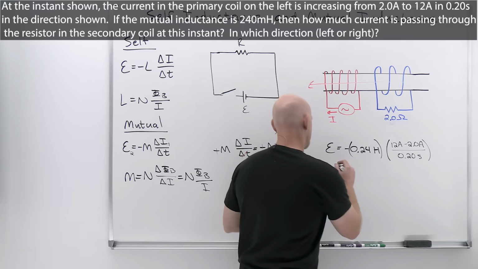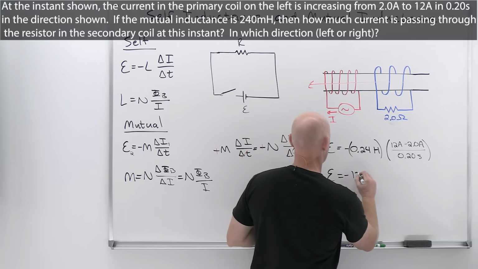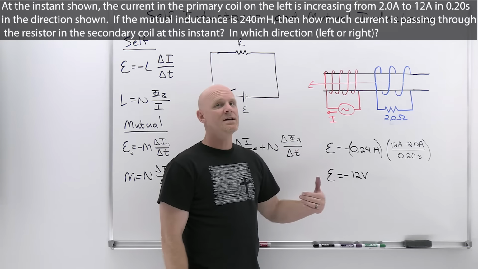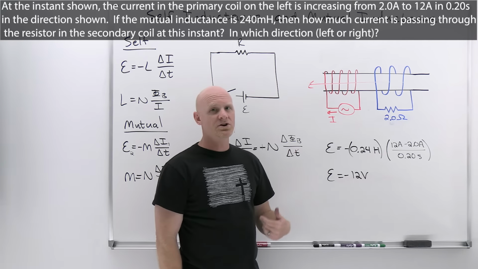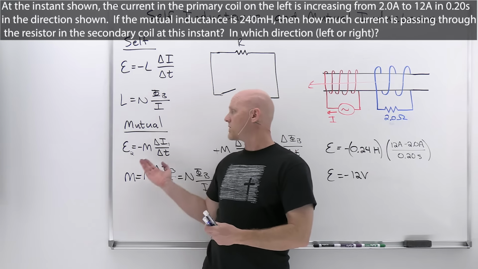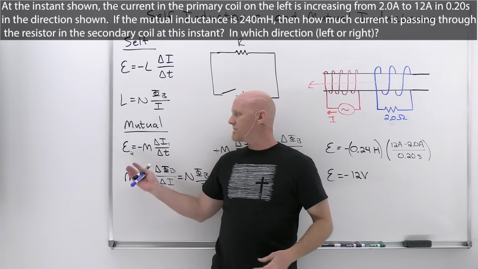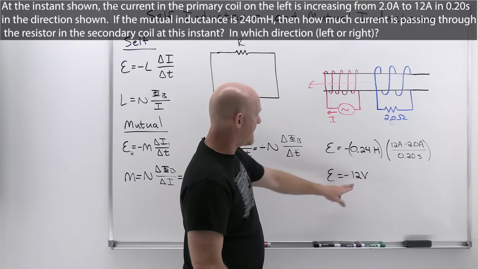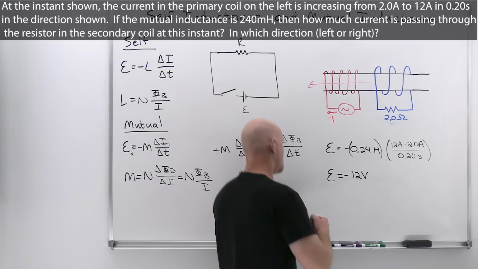So that's going to get me an EMF here of negative 12 volts. And again, the negative sign is just direction. It's just telling me that it's opposing the change in the current and the change in the magnetic flux, either according to Faraday's law or according to our new induced EMF of mutual inductance here. All right, but that magnitude is 12 volts, and then we go into Ohm's law.